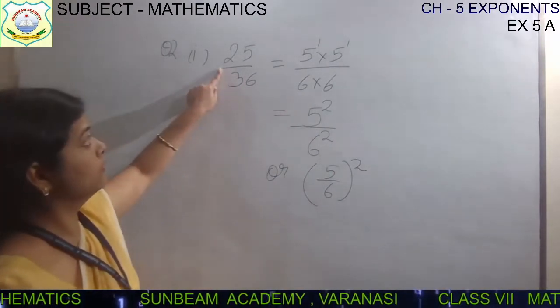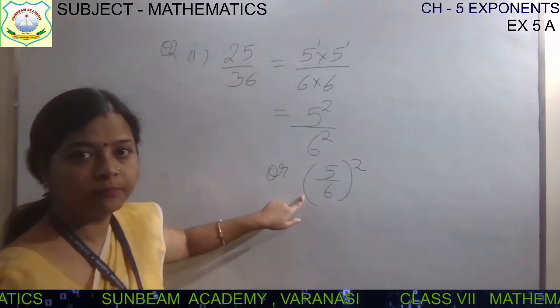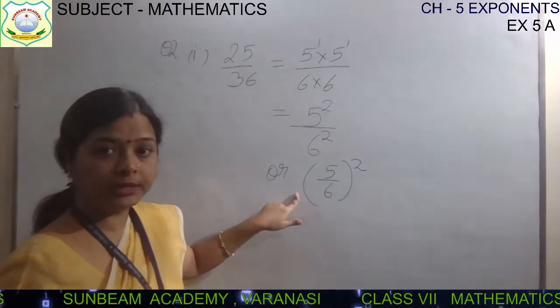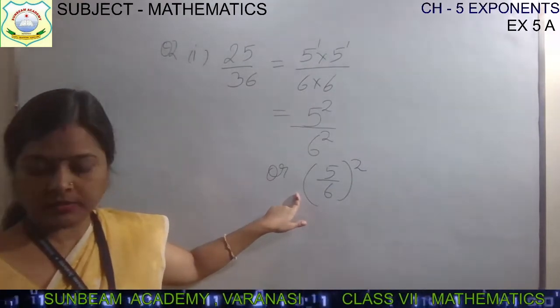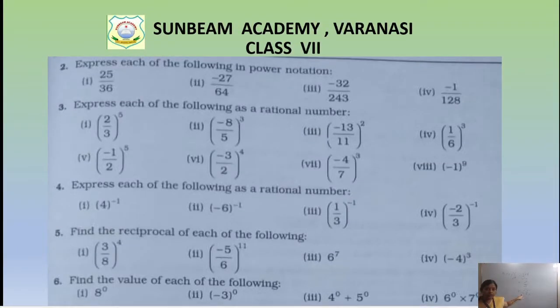You have to write the given number in exponential form. It is in the form of rational number, and you have converted it into exponential form. Now children, see the next question. Question number 2, third part, children.